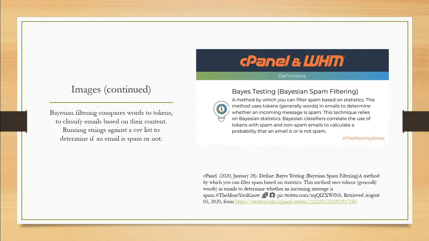This image shows a brief definition for Bayesian filtering, which involves a bunch of math, mostly probability and statistics. So you take words, compare them to a token, give the token to the algorithm, and have it compare it to the master list of all the ham and spam, which are the terms we use for ham being non-spam, so just legitimate emails, but spam obviously being spam and phishing.